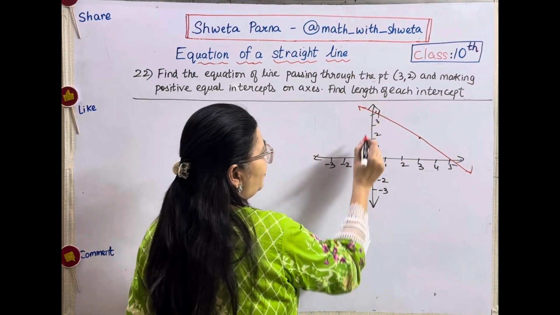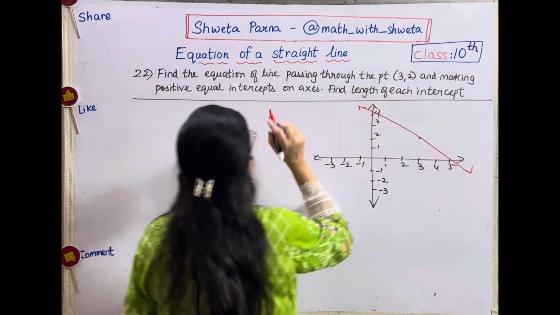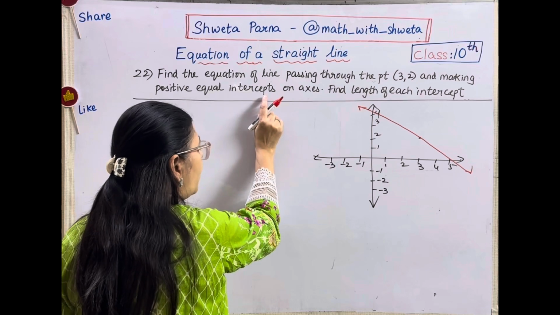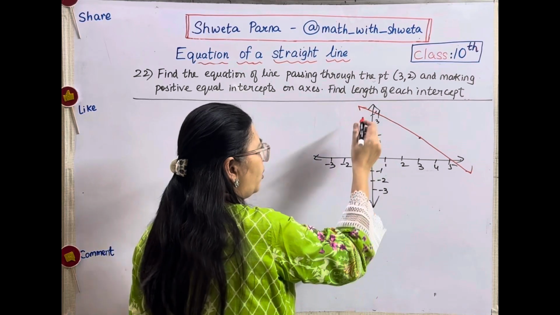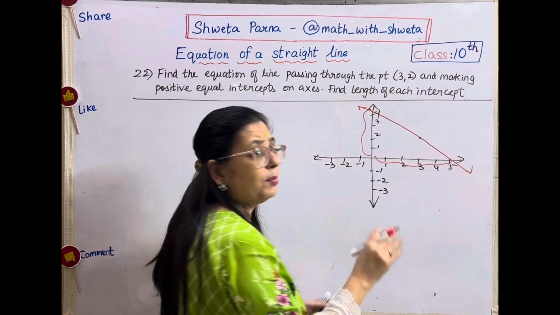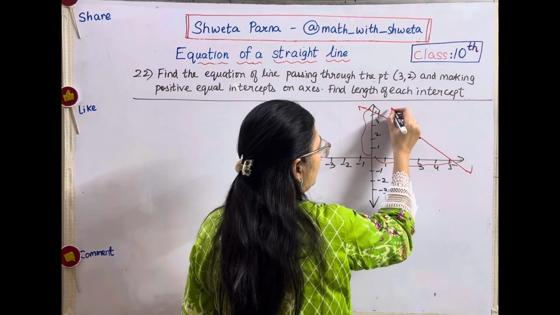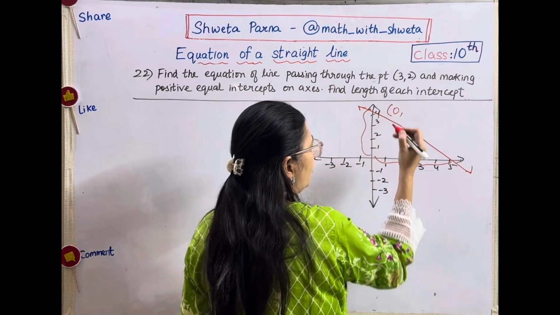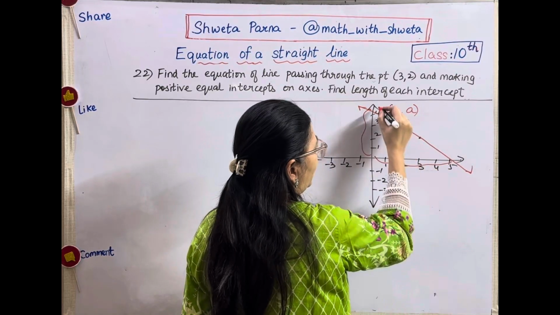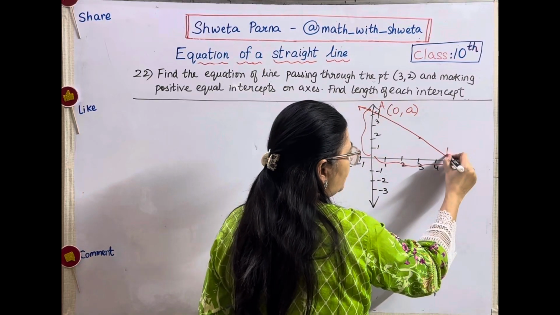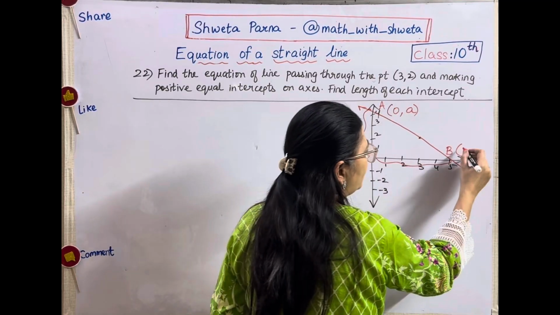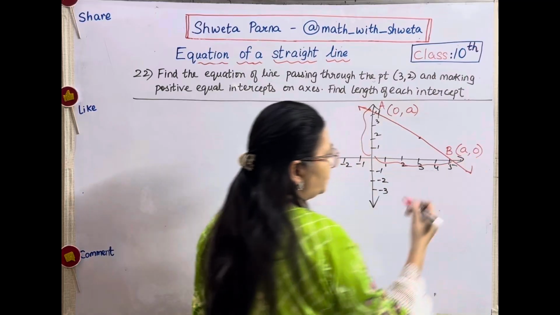So the place where it intersects the y-axis, why have I drawn a line like this? Because it makes positive equal intercepts on the axes. Equal intercept means the y-intercept and x-intercept are the same. Here I will write it as 0. Let the y-intercept be A. Let this be point A. This is point B, and over here the x-intercept is equal. So this would be (A, 0).